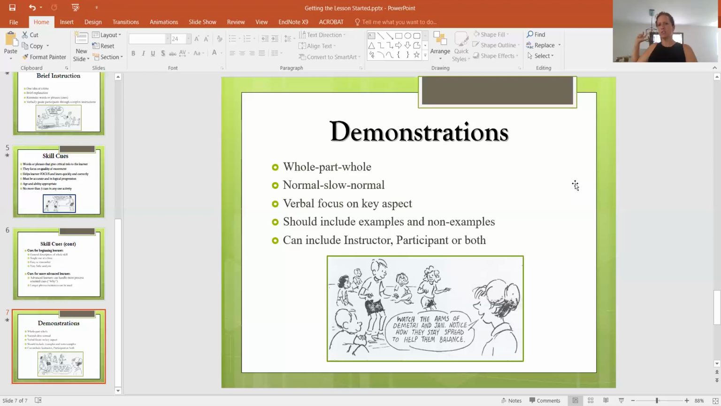And so you can say, this is what I want: your elbow up here. This is when you throw, your elbow comes across here, not down here, it's up here by your ear. So show examples of what you want and examples of what you don't want. And of course, they can always include you, they can include your participants, a combination.